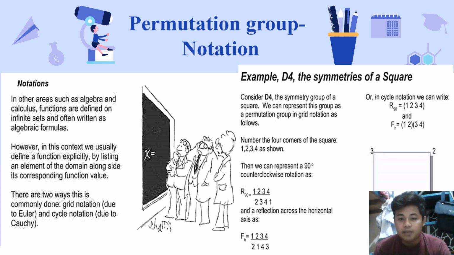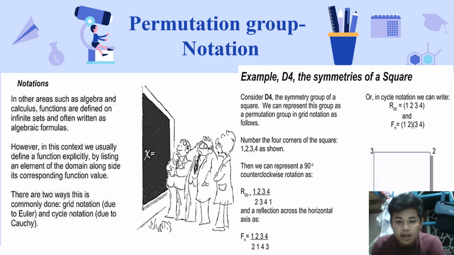Example, D4, the symmetries of a square. Consider D4, the symmetry group of a square. We can represent this group as a permutation group in grid notation as follows. Number the four corners of the square: 1, 2, 3, and 4 as shown. Then we can represent a 90 degree counterclockwise rotation as 1, 2, 3, 4 mapping to 2, 3, 4, 1.